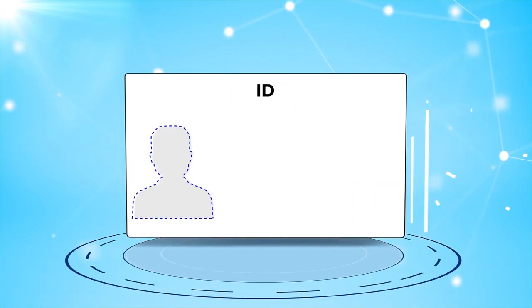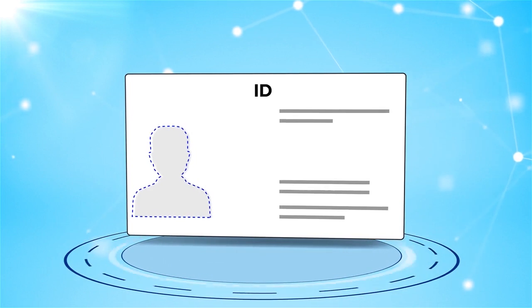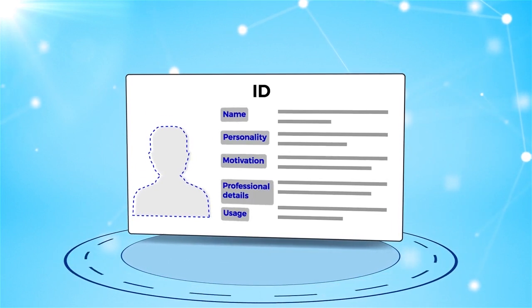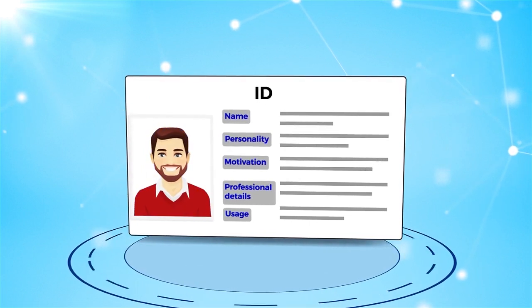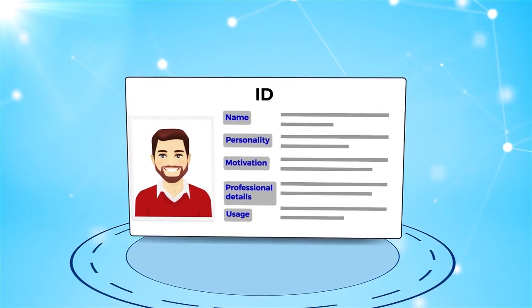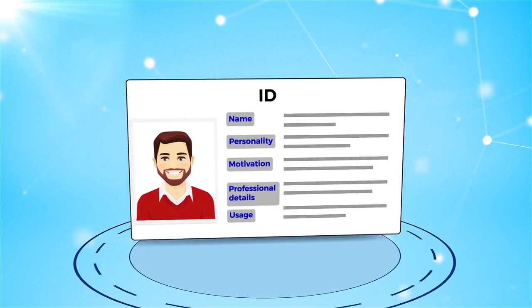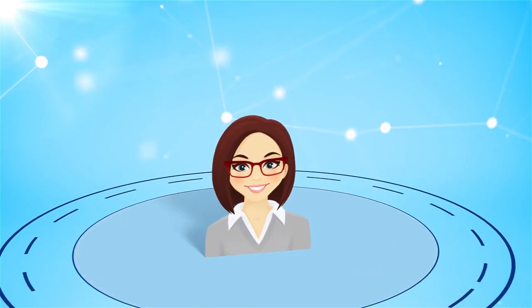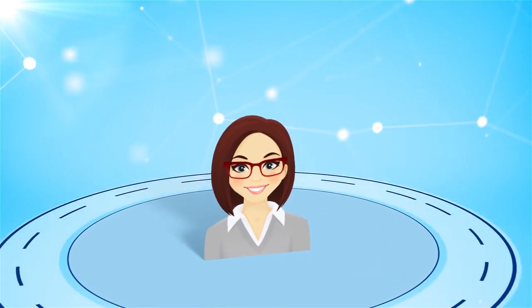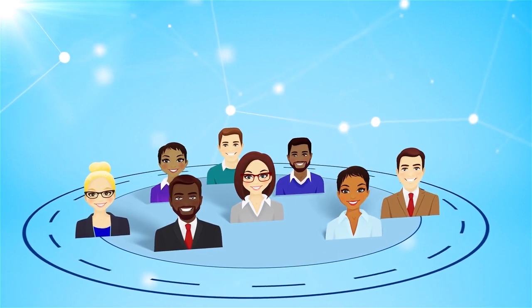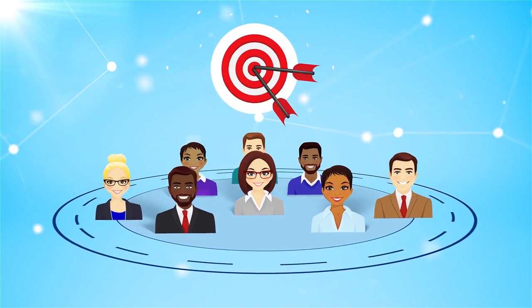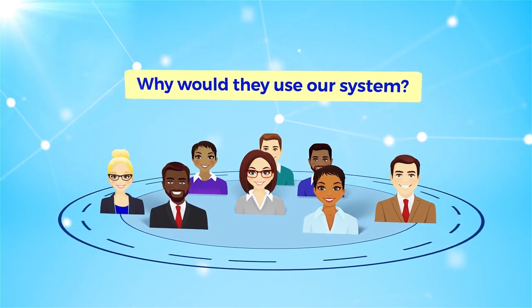In order to write effective personas, we don't want to make up personas that don't actually exist. We want to base our personas on reality. They should be based on who will actually use and benefit from our software. We also want to develop specific personas, so we want to be able to differentiate between the different personas. We also want to define the persona goals. Why would they use our system?